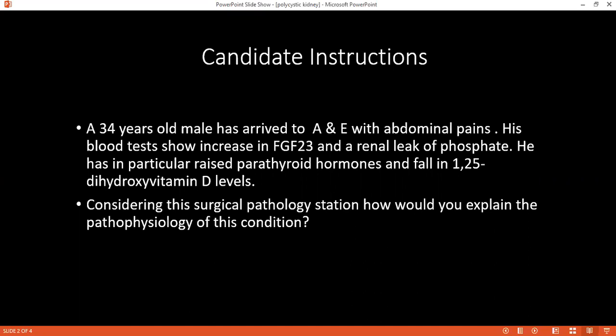Can you please tell me some differentials that you'll consider in this condition? Another differential diagnosis could be simple cyst, sponge kidney disease, von Hippel-Lindau disease, or tuberous sclerosis. Okay, you did say one last option could be the management as transplant.